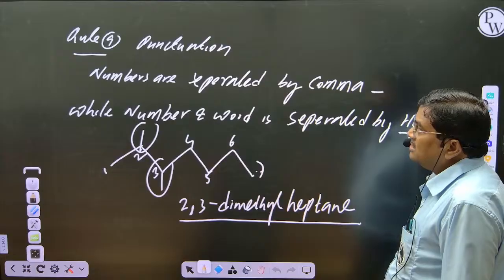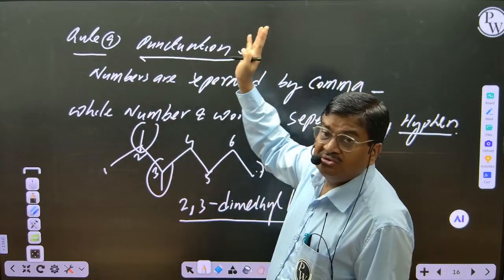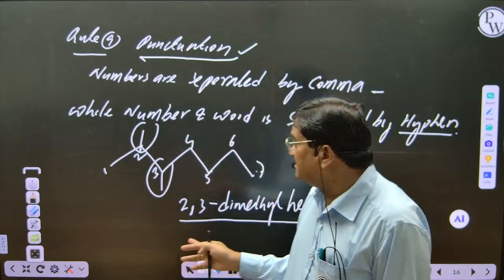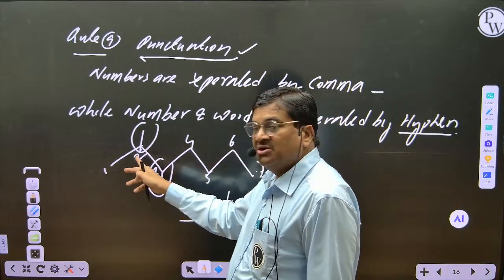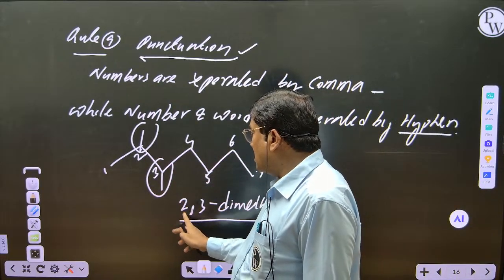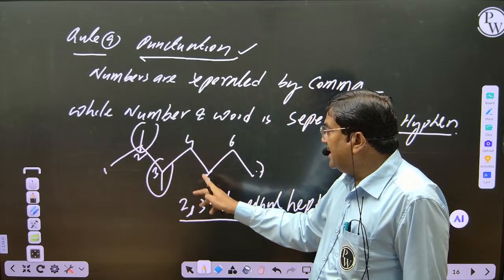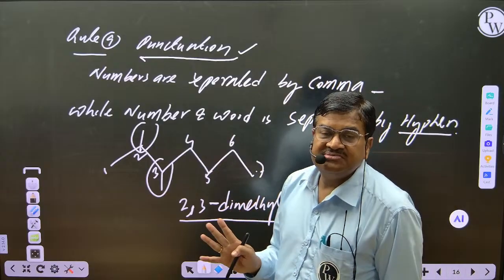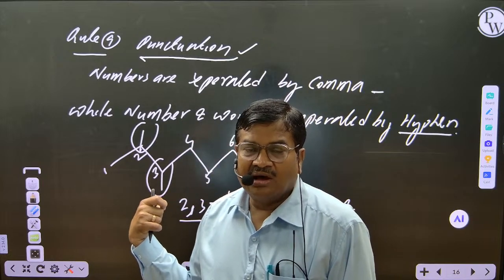The last rule we wrote is punctuation. So in the IUPAC name, you have to give punctuation also. Numbers should be separated by commas. Number and word are separated by a hyphen. See here, 2, 3. The position you have to mention. They are separated by a comma. 2, 3. After the number you have to separate by a hyphen. Dimethyl and heptane. So these are the 9 rules we discussed yesterday. For continuity, once again I reminded you. Clear up all these rules.